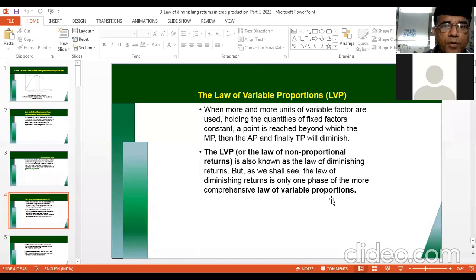So the law of variable proportion is more comprehensive, bigger, and the law of diminishing return is smaller. Therefore, many times people take them as synonymous. There is hardly any difference; it is mostly in the terminology. In the law of variable proportion, you deal with the proportion of fixed factor to variable factor. In the law of diminishing return, you talk about the returns.